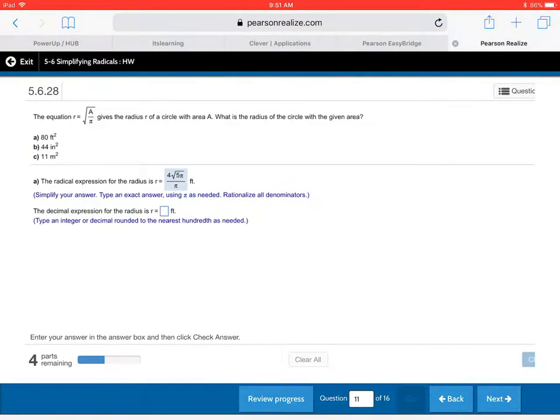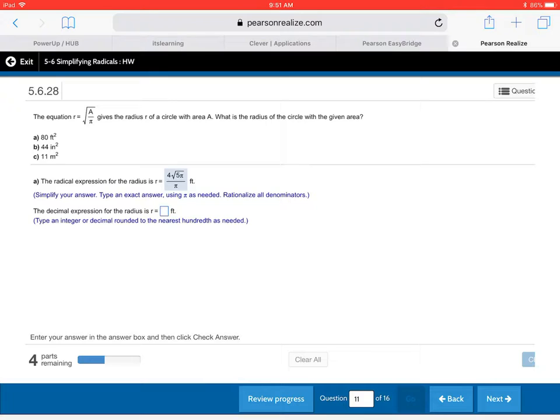All right, and now we want the decimal expression. So the decimal expression is going to be that now, and it wants us to round to the nearest hundredths. So the nearest hundredths place, that's the second space. So let's put that in my calculator. I'm using a calculator called Wolfram Alpha. You can use the free version of Wolfram Alpha online, and you don't have to pay for it.